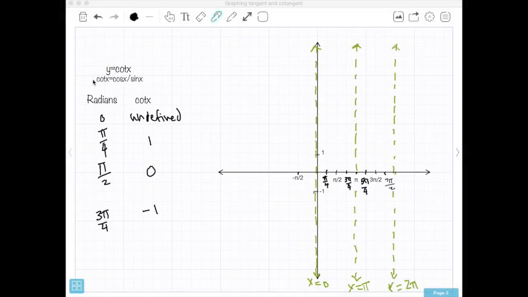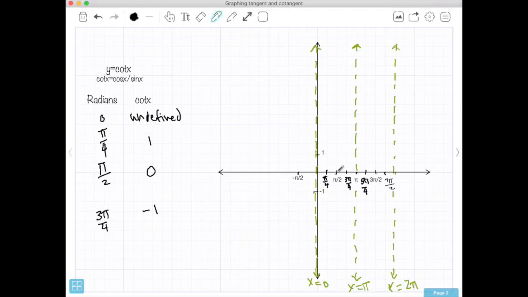Cotangent is the reciprocal of tangent. It looks like the tangent graph but has many different aspects. The steps of graphing both functions are very similar. The asymptotes are at 0, pi, and 2 pi. These are the places where the sine function is 0 because cotangent equals cosine over sine. And then you find the middle point between the asymptotes, marked on x-intercept.